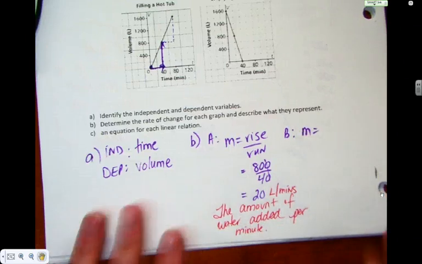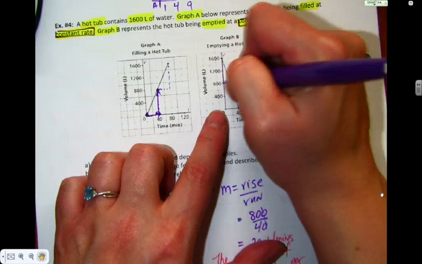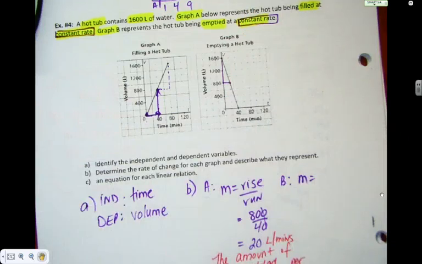Let's do the same thing for graph B. Still rise over run, that's never going to change. Pick any 2 points on the graph. I'm going to pick the first 2. Why? I don't know, because they're there. I could also pick the next 2. Doesn't matter, because those 2 little triangles are exactly the same. We need to know the rise, and we need to know the run.